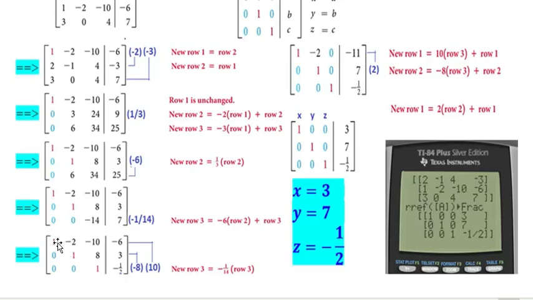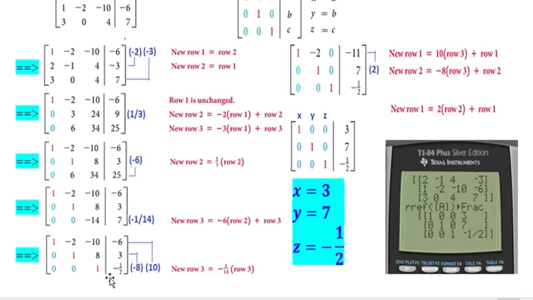Now we have this in row echelon form. 1, 1, 1 in the diagonal, zeros below the diagonal, and A, B, C, some numbers above the diagonal. The result is minus 6, 3, minus half. So from here, this is row echelon form.